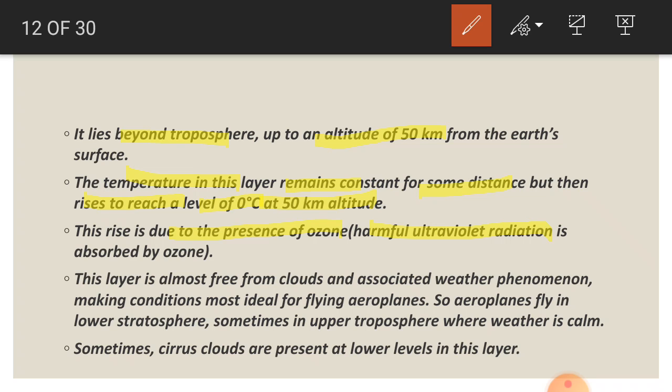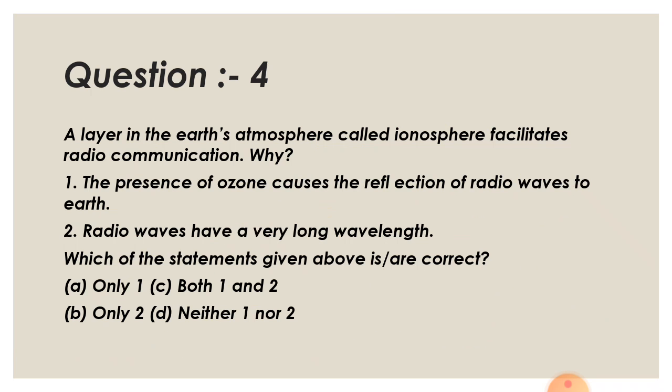the harmful ultraviolet radiations. This layer is almost free from clouds and also the associated weather phenomena, and it makes it an ideal condition for flying aeroplanes. So the airplanes fly in the lower stratosphere and sometimes in the upper troposphere where weather is calm. Sometimes cirrus clouds are present in the lower levels of this layer.